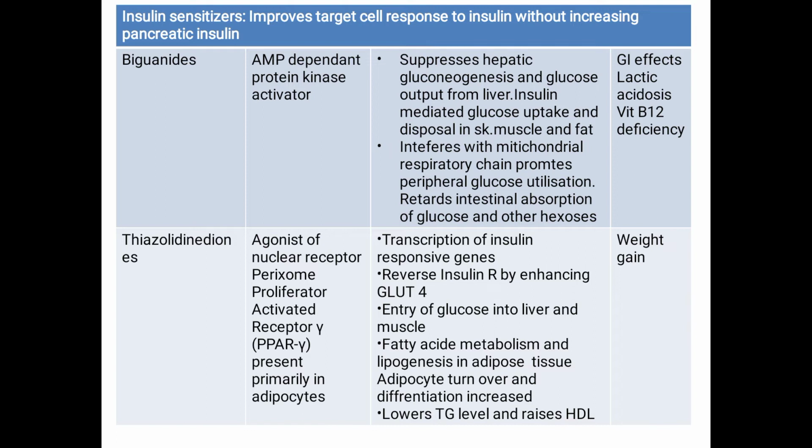Thiazolidinediones is going to activate a nuclear receptor, that is PPAR gamma. This PPAR gamma is going to be present in the adipocytes, that is in the fat cells. So you have to remember the mechanism of action is predominantly going to revolve around the fatty acids. Okay, so since it is a nuclear receptor, once the nuclear receptor is activated, it is going to start the transcription of insulin responsive genes. That is the first one. So since it's a nuclear receptor, you have to talk about transcription, right? So it is going to cause the transcription of insulin responsive genes.